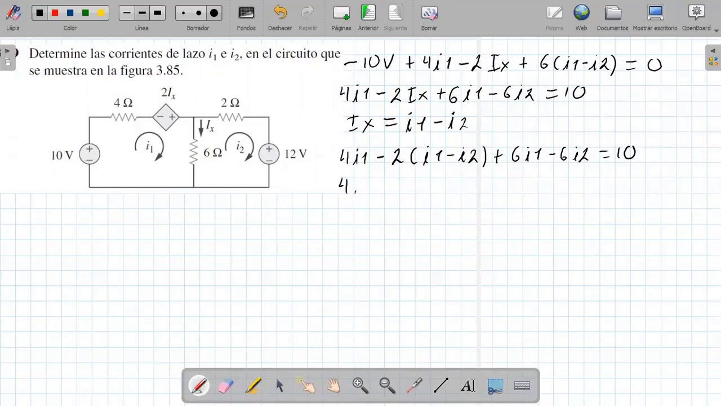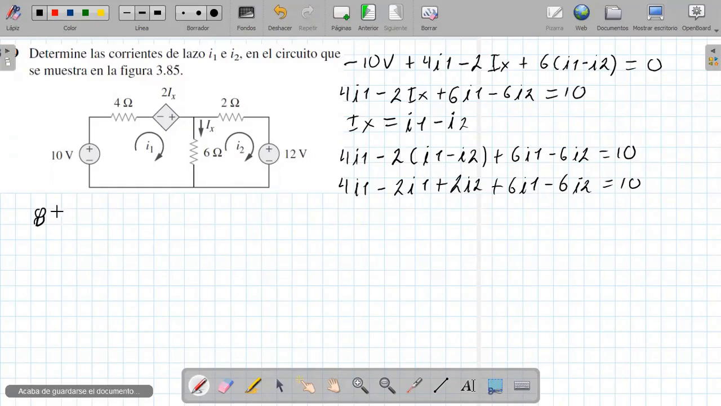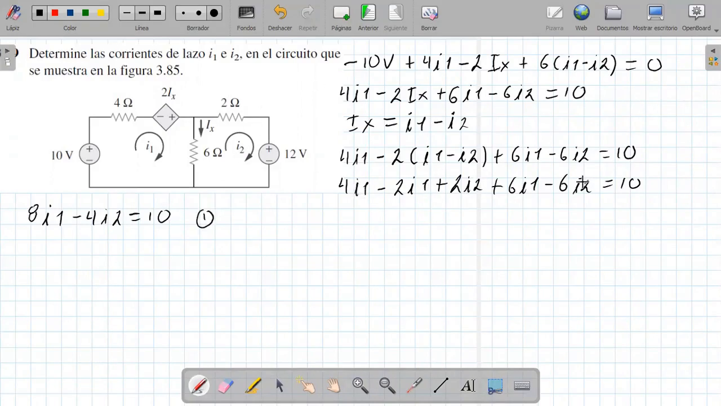Let's continue applying algebra. We have 4 I1 minus 2 times I1 plus 2 times I2 plus 6 times I1 minus 6 times I2 is equal to 10. If I operate whatever has the variables, that is, everything that has I1 and everything that has I2, I will get 8 I1 minus 4 I2 equals 10. This would be my first equation. You can verify it yourselves.